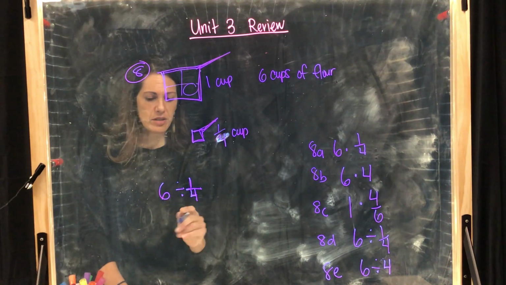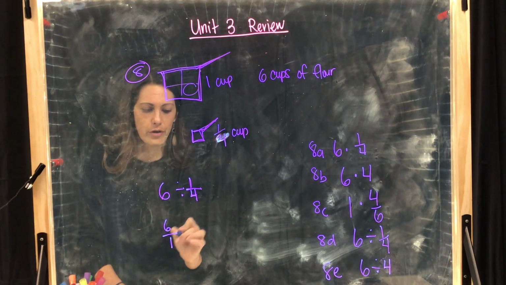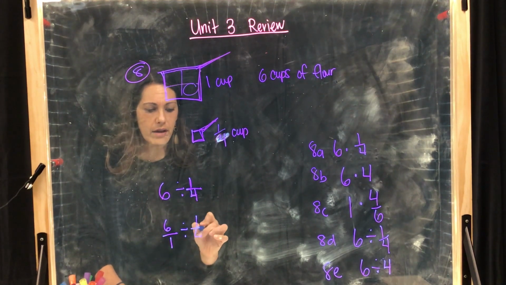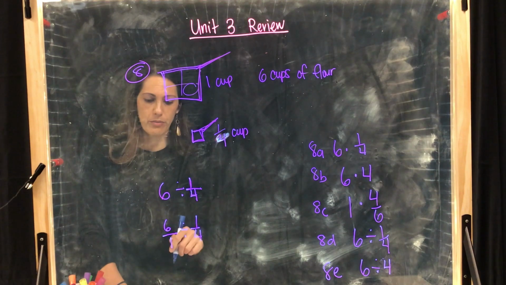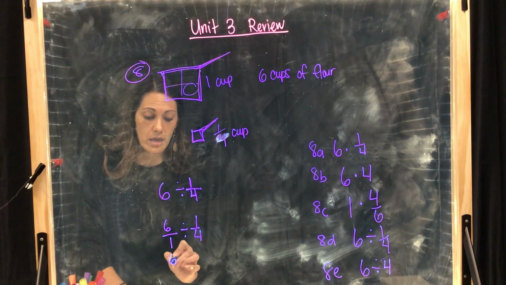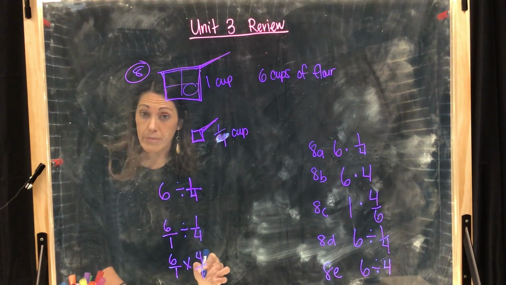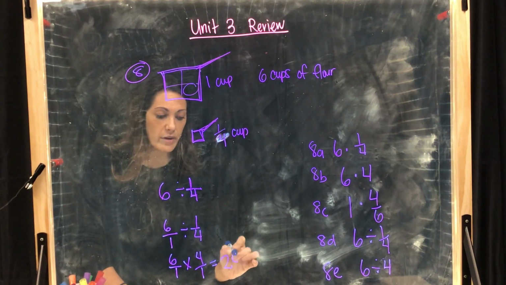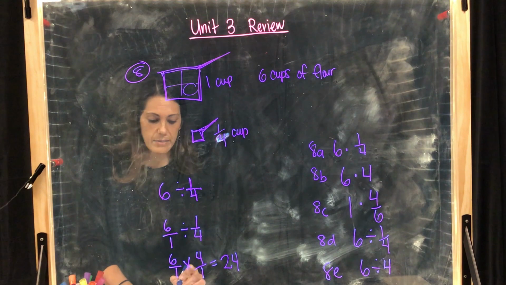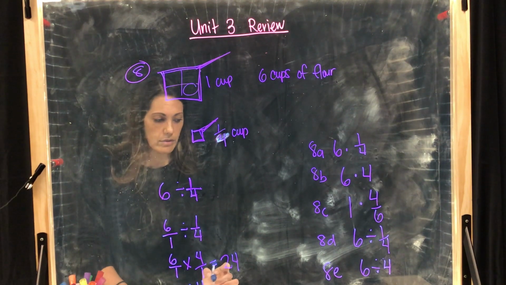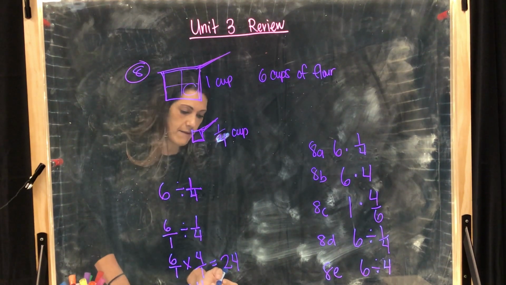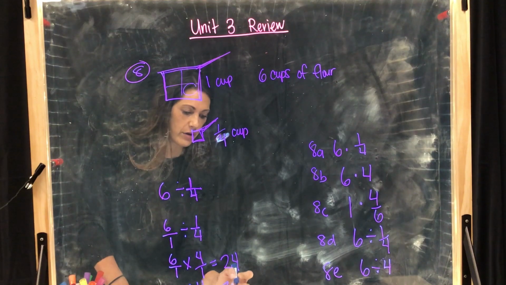Well, when I think about solving this, I would put numerator over denominator and numerator over denominator for both my terms, and then I would keep, change, and flip. Looks like I would get 24, okay? And this would be the same as saying 6 times 4. I hope you can see that in the video. 6 times 4 is 24.